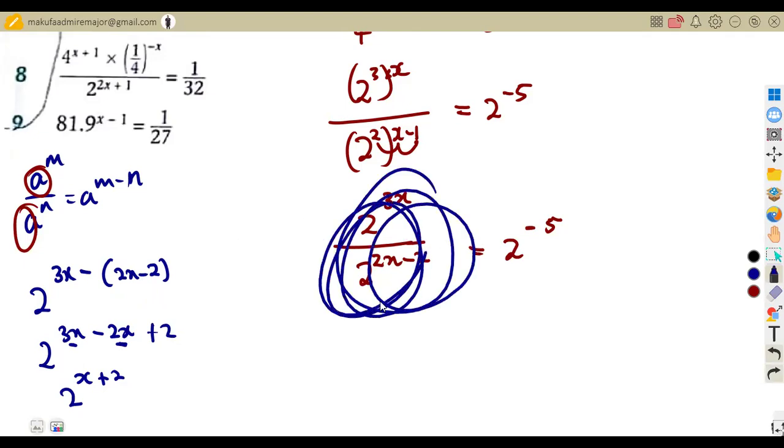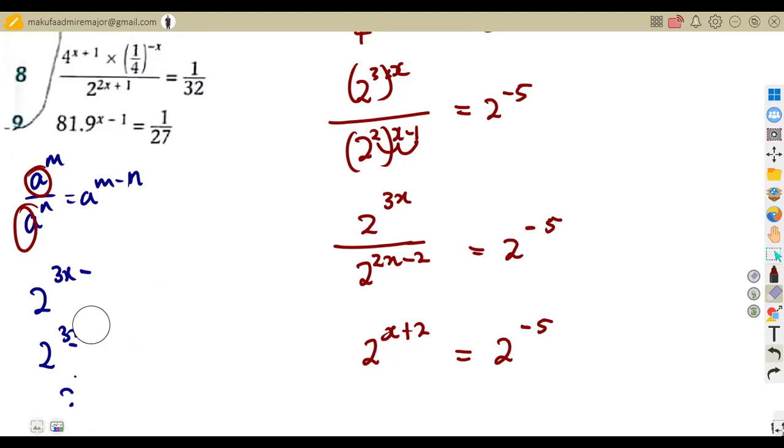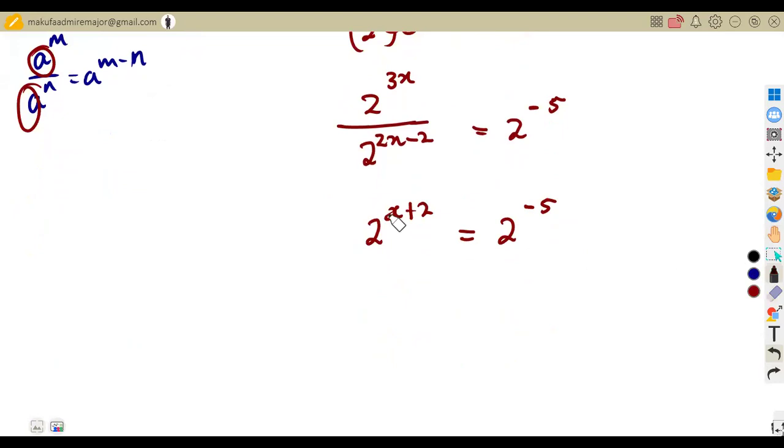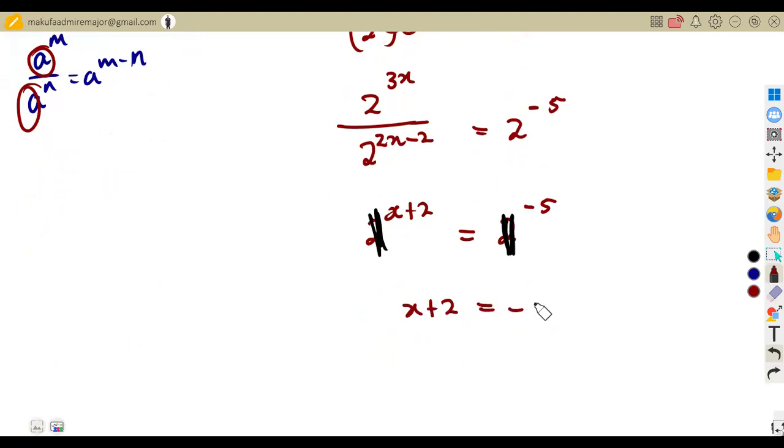This is what we got from this simplification. We are obtaining this as a single term, 2 to the exponent of what? Of x plus 2. Take note, which is equal to this part, which is 2 to the exponent of negative 5. Once we have this situation, guys, we know that we are done. Why? Because if the bases are the same, it follows that the exponents must be equal. So make sure that you watch the introduction. So x plus 2 must be equal to minus 5.